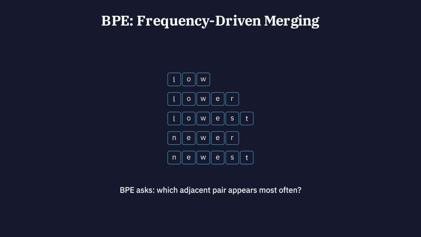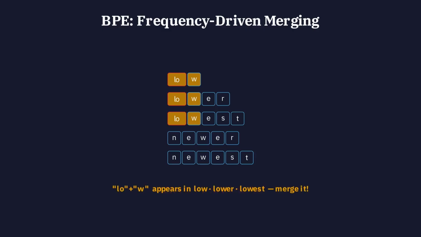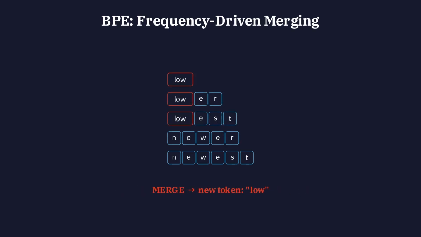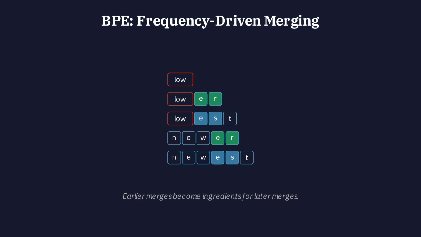Now, byte pair encoding asks, what adjacent pairs appear the most often? Maybe it sees that L and O appear together a lot. So it creates a new item in the vocabulary, which is LO. Then it might see that LO and W occur quite frequently together. It can then create a new item in the vocabulary called low. Similarly, it might see that E and R appear together a lot, or E and S appear together a lot. It merges the most frequent pairs first, and then it keeps repeating this process.